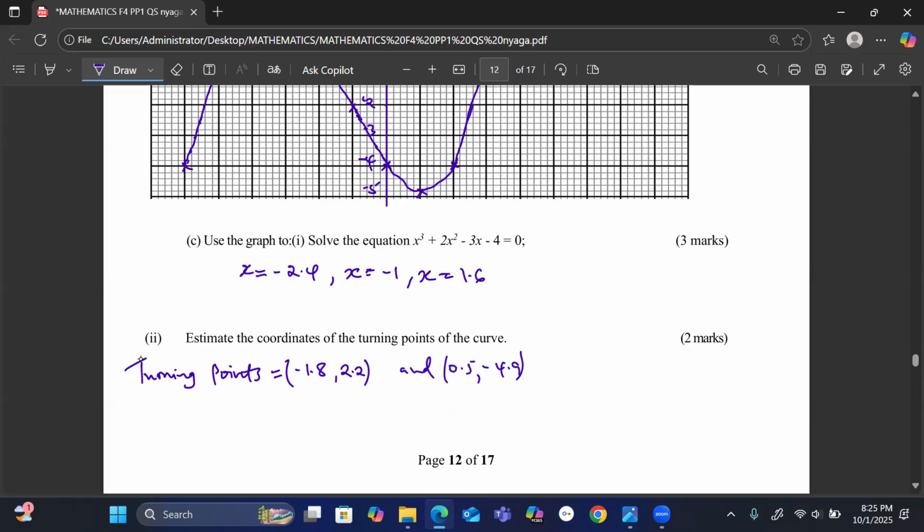We shall have this one plus or minus 0.1, and we also have plus or minus 0.1. Those will be the correct answers for our question. Then we move quickly to the next question, which is question number 21.